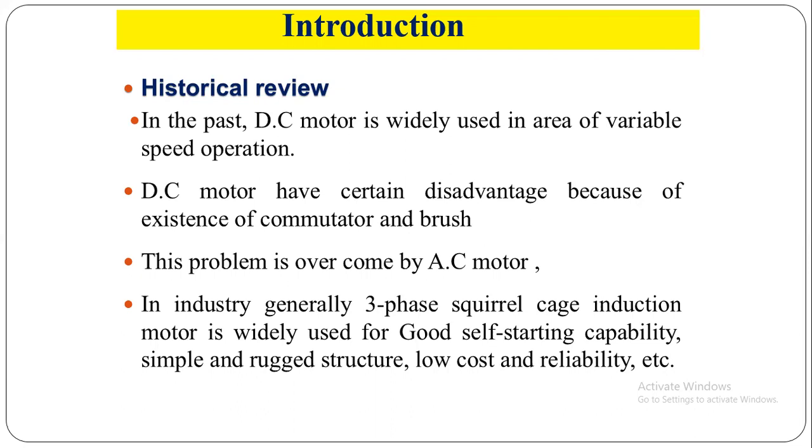In industry, the 3-phase squirrel cage induction motor is widely used for its good self-starting capability, simple and rugged structure, low cost and reliability. In industrial purposes, the induction motor is mostly used for the operation of many industrial processes. Therefore, the induction motor is very useful as compared to the DC motor.